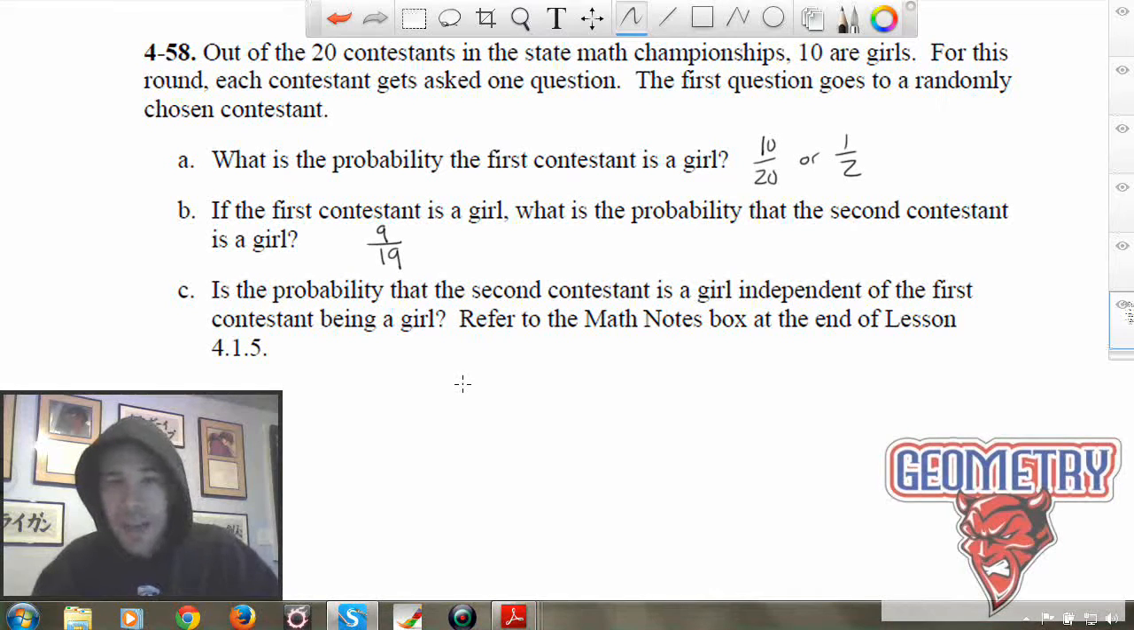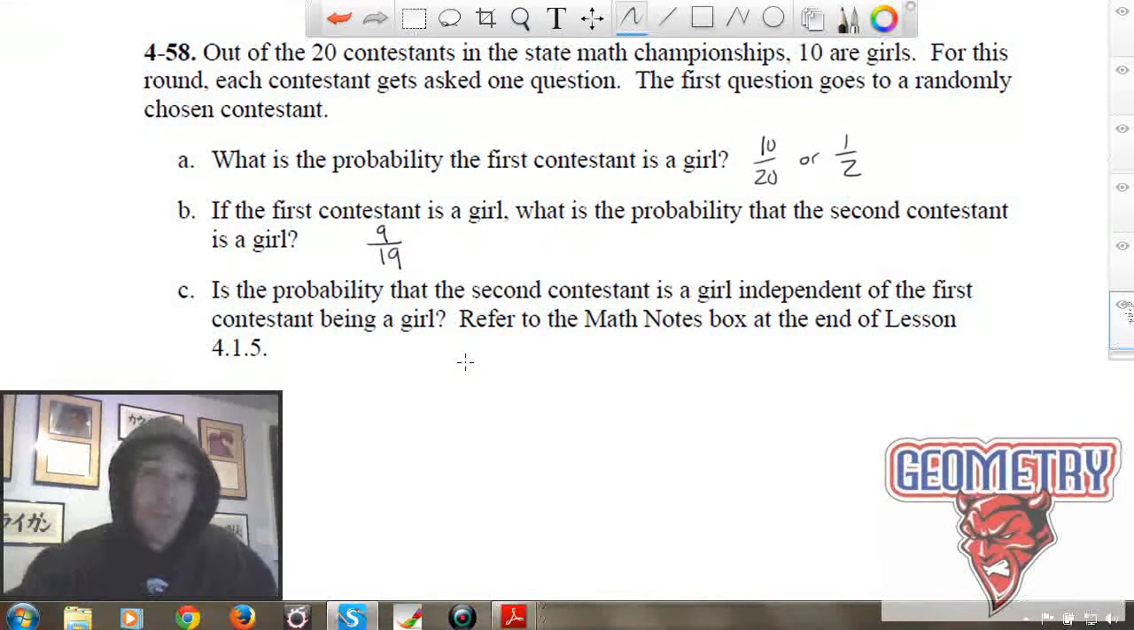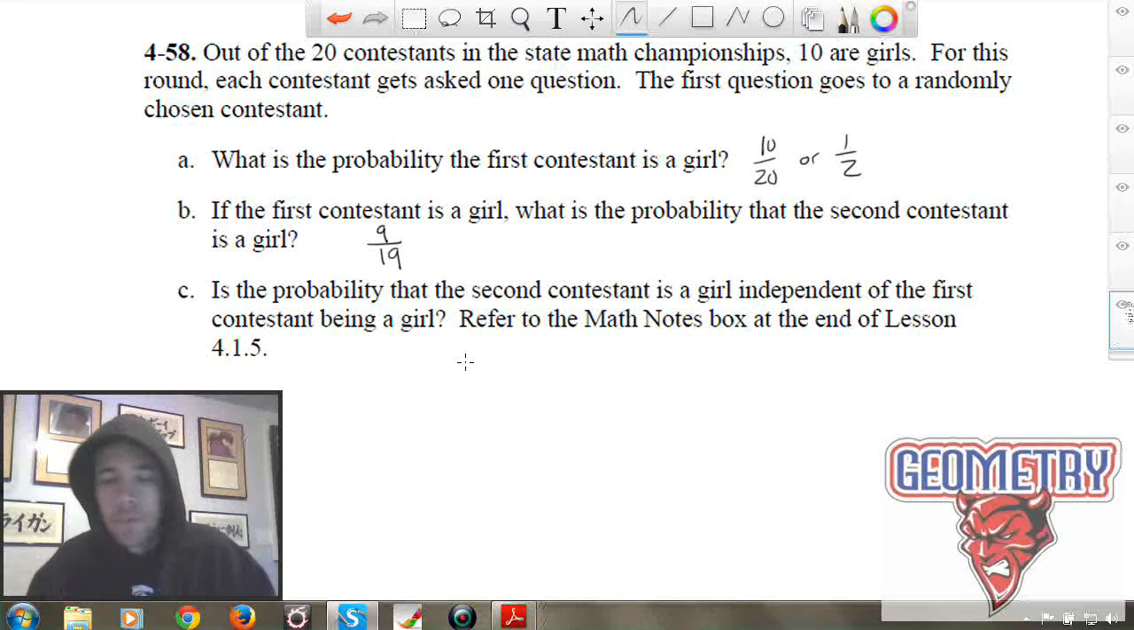It would then be 10 out of 19 instead of 9 out of 19. So the probability of the second contestant being a girl is going to change. It's going to be dependent on if that first contestant is a girl or not. And every subsequent contestant after that as well.